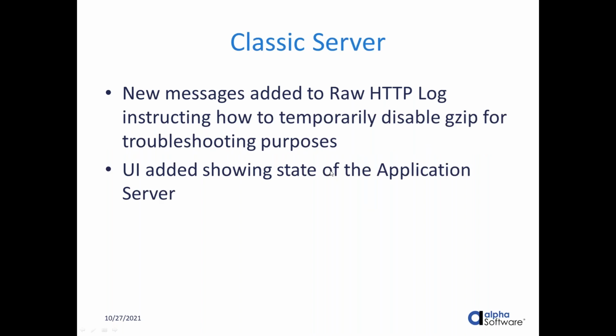Which brings me to my next slide, Classic server. We've added two things there. One, there's a new message that's going to appear in the raw HTTP log if you have that turned on. When you send data from the server, it gets gzipped, which is compressed, so the package is smaller, which is what you want. But there's going to be a message that now appears in that log that explains how to turn that off if you're trying to troubleshoot something. If you turn off gzipping, make sure you turn it back on when you don't need to figure out what's going on anymore, because you do want that enabled. It has a performance impact on your application being served from your server.